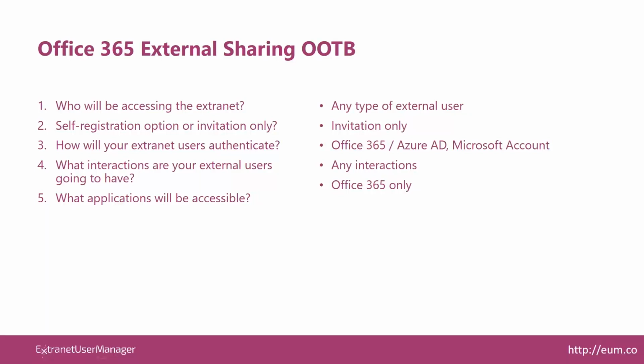So let's take the example now of zeroing in and say, well, you've decided from a technology point of view you want to use Office 365 and external sharing out of the box. What does that limit us down to? When we look at those 5 scenarios of who's coming in, how do they come in? Are they self-registered or invitation? How do they authenticate, interactions, applications? It narrows it down a little bit. Obviously, any type of external user can come in and use the out-of-the-box experience, so that's not a restriction. There is no self-registration out of the box in the Office 365 external sharing, so it does require you to be using an invitation-only model, and that's really what it's built around.